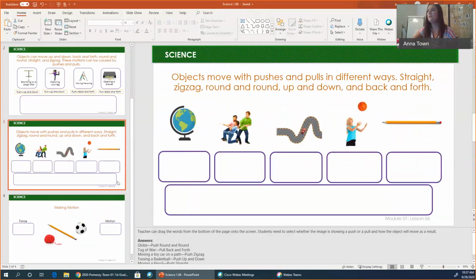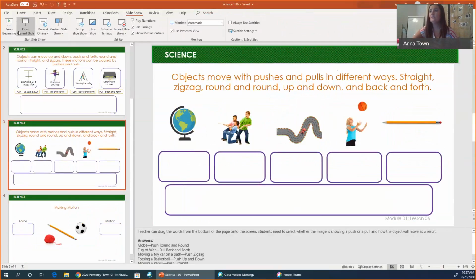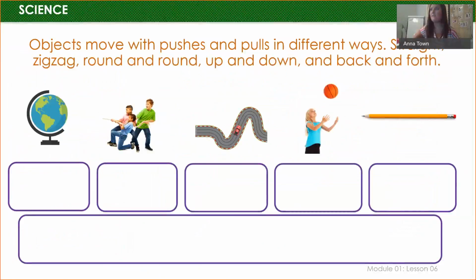Now, boys and girls, we are going to review some of our movements that we have learned this year. So pushes and pulls, and we're going to review zigzag, round and round, up and down, back and forth. I want to start with this globe. How does a globe move, boys and girls? Absolutely, it moves round and round. Practice that motion.